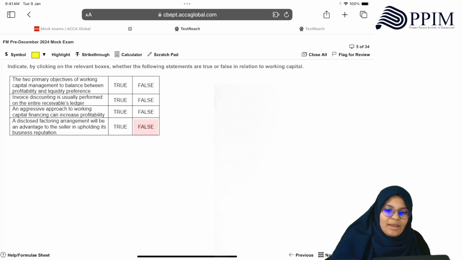So it will be true, false, okay? So when you use a true, false, that's how when you click, it will appear in red. So that means you have selected the answer.